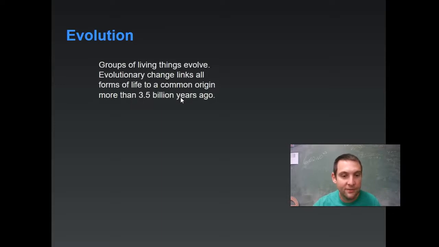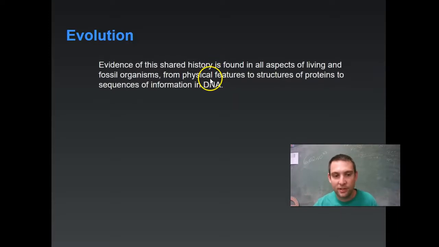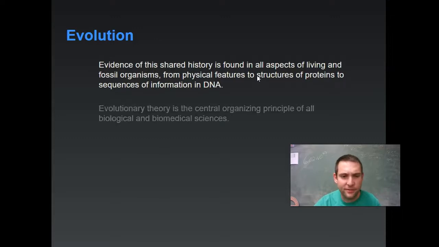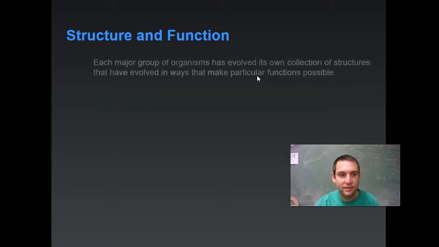Groups of living things evolve. Evolutionary change links all forms of life to a common origin more than 3.5 billion years ago. I know there's repeating, but that's to get these ideas cemented further in your head. Evidence of this shared history is found in all aspects of living and fossil organisms, from physical features to structures of proteins to sequences of information in DNA. Evolutionary theory is the central organizing principle of all biological and biomedical sciences.